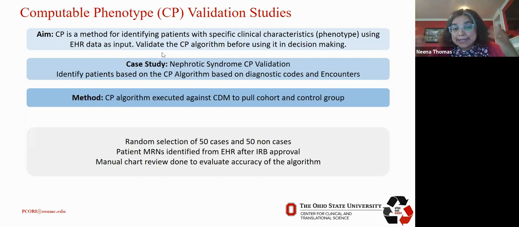There was a patient cohort population as well as a control population. In order to validate this, we randomly selected 50 patients from the cohort and 50 patients from the control group. An IRB was put in to access their actual MRNs, and these MRNs were looked up in the EHR, and chart review was done to see if this computable phenotype actually pulled the right patient population. So this is one kind of study that we have taken part in.